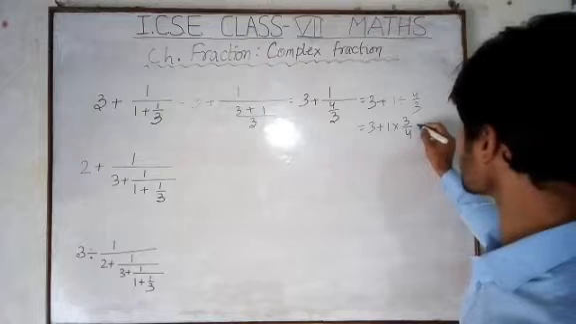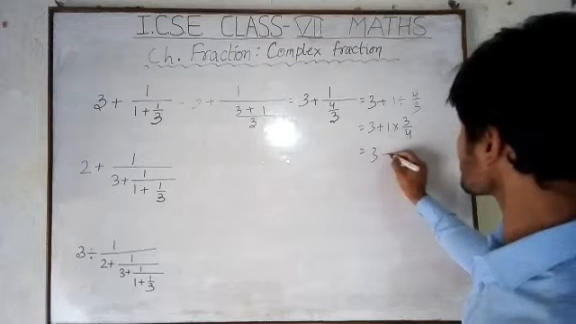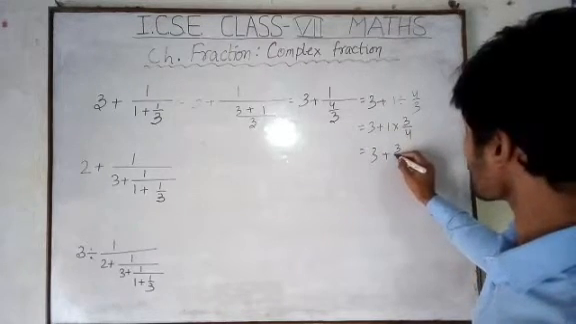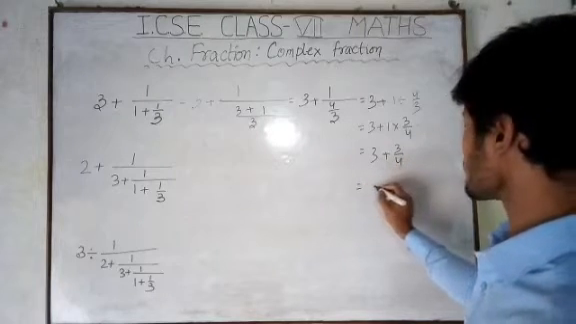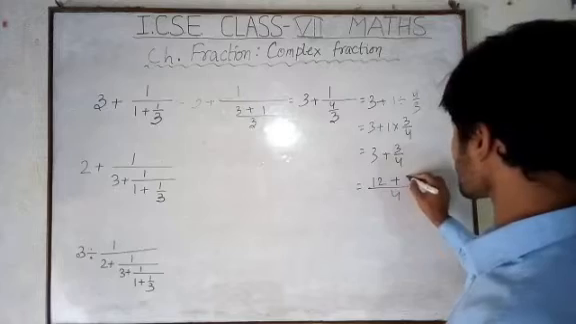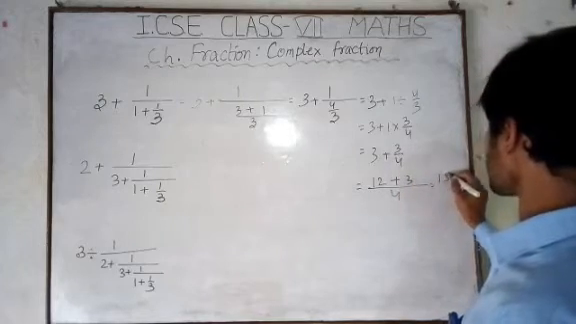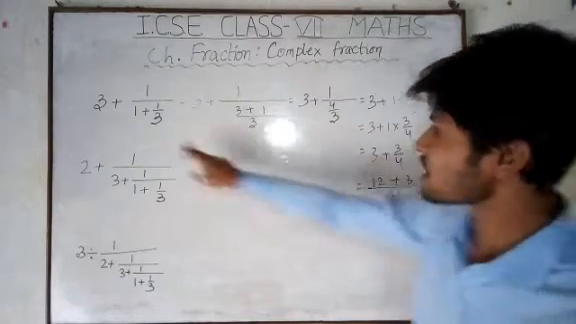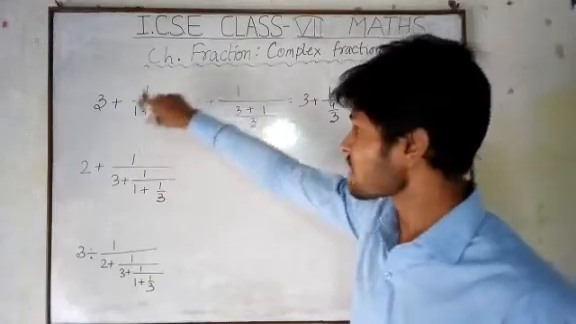Now it will become 3 plus 3 by 4. So now you can easily calculate: 4 is taken as LCM, this becomes 12 plus 3. So 15 by 4 is our answer for the first complex fraction.